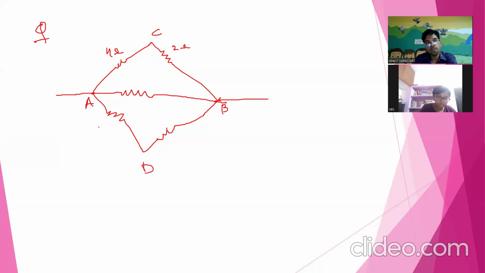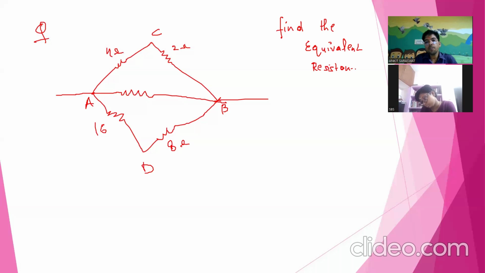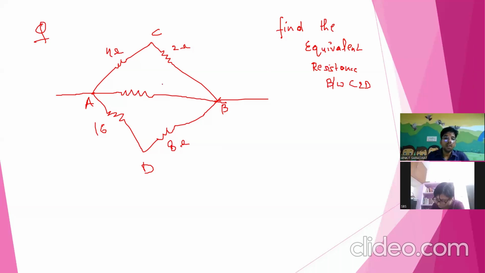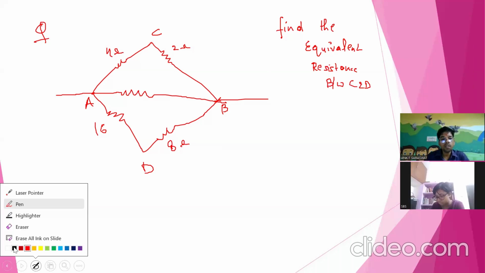A 4 to this is 16. Eight. Now you need to find the equivalent. Question is: find the equivalent resistance between C and D. Clear? Now my question is, they are asking find the equivalent resistance between C and D.